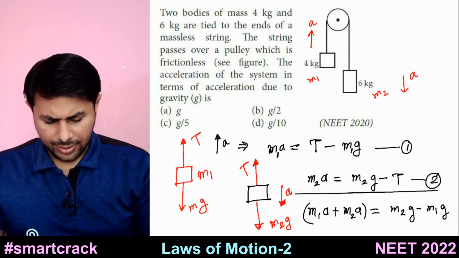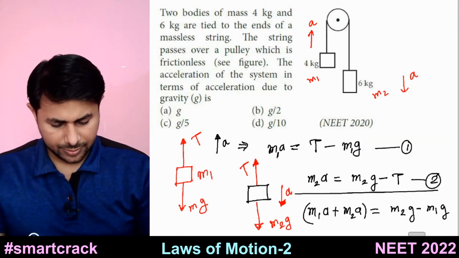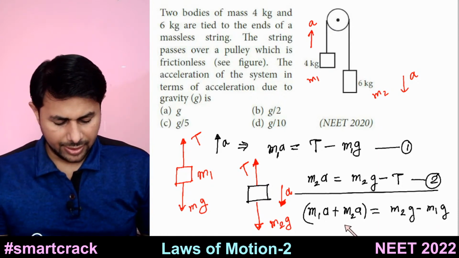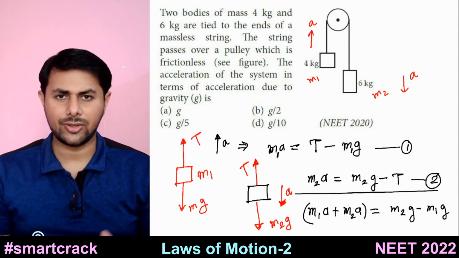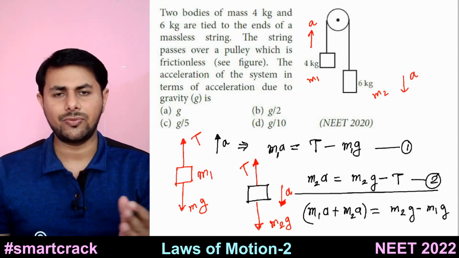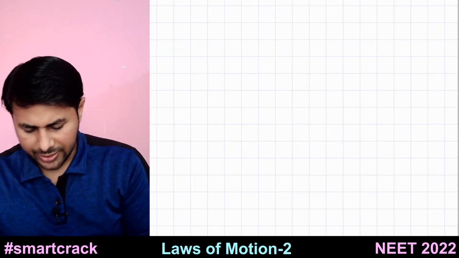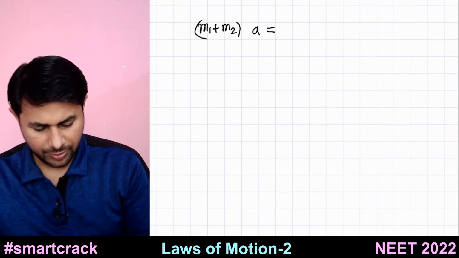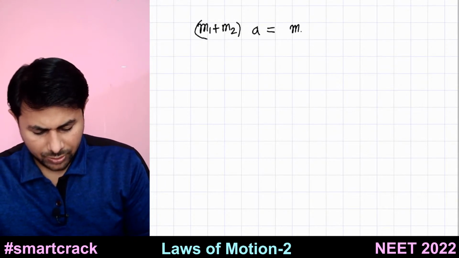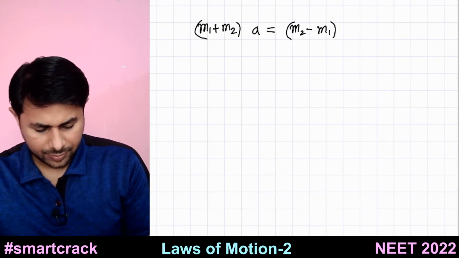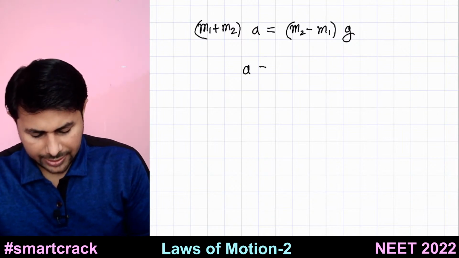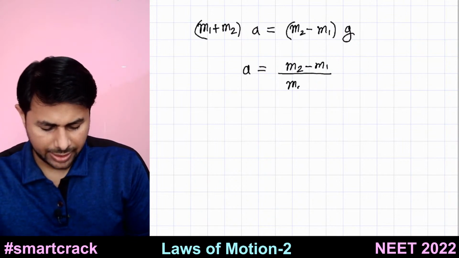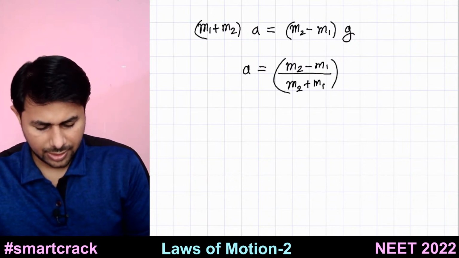Okay, and then you can take g common from this side, and you can take a common from this side. So if I take g common from the right hand side and a common from the left hand side, what do I get? I get m1 plus m2 into a is equal to m2 minus m1 into g. So I get the formula for acceleration. It is m2 minus m1 divided by m1 plus m2, or m2 plus m1, into g.